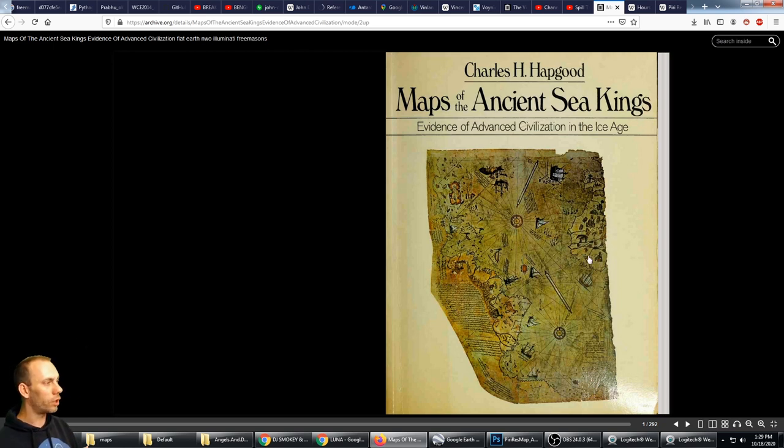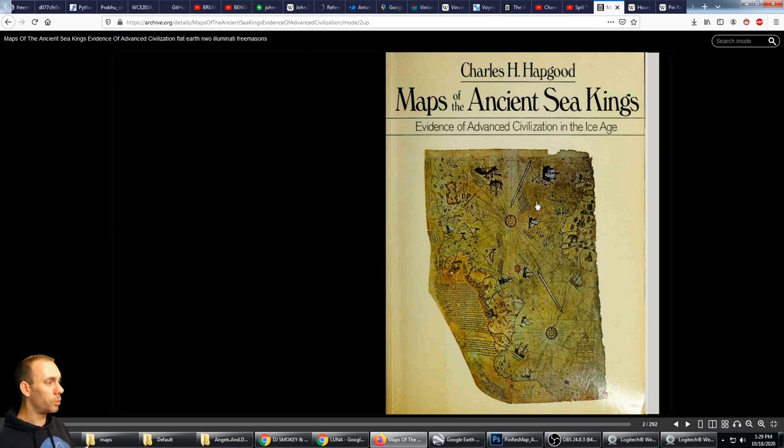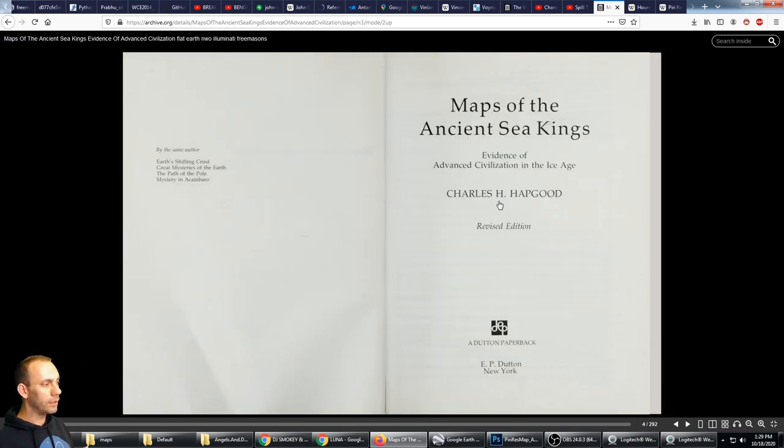I'm going to start with Charles Hapgood, Map of the Ancient Sea Kings. And that's another book right here. I've read it thoroughly, and there's a lot of really interesting stuff in this book. Now, Charles Hapgood was a friend of Einstein, and Einstein agreed with him on a lot of his theories, such as the Earth's shifting crust. Now, this is a sphere-Earth theory that the Earth's crust shifts, and that, of course, causes the continents to move, or a pole shift. But a shifting crust could also work on a flat Earth. There's no reason it wouldn't.